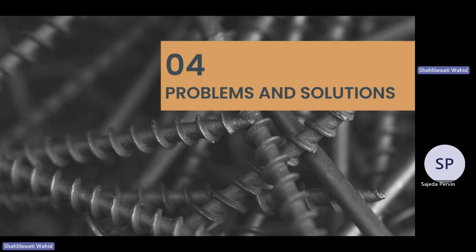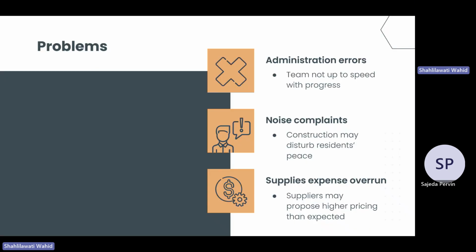Now I'm going to elaborate on the problems and solutions. So there are three problems that might arise during the construction of GWBBP, which are the administration errors, noise complaints, and supplies expense overrun. So first off, administration errors. There might be unexpected delays during the construction process due to some sudden issues such as unfortunate injuries or technical difficulties that might require extra time to deal with.